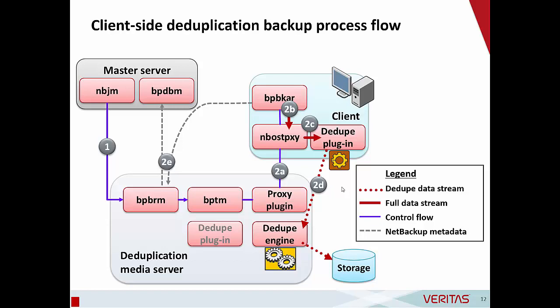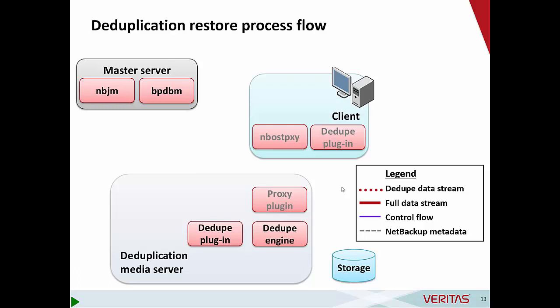It's unusual because we've got this plugin on the client, and normally you never have OST plugins on a NetBackup client. Those get installed on the media server. This is the one and only exception to that. And that means that Veritas's dedupe solutions, MSDP pools and Veritas appliances, are the only solutions that support true client-side dedupe. Here's an example of a restore process flow.